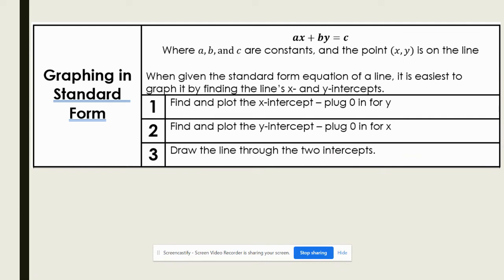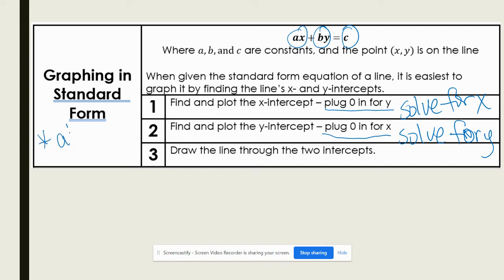On the back side, talking about graphing in standard form. So standard form, ax plus by equals c. A, b, and c are just numbers. They can be any number you want that are real numbers. Another way we can graph these, plot the x-intercept. Plug 0 in for y and solve for x. To get the y-intercept, you plug 0 in for x and solve for y. Then you would connect those 2 points.